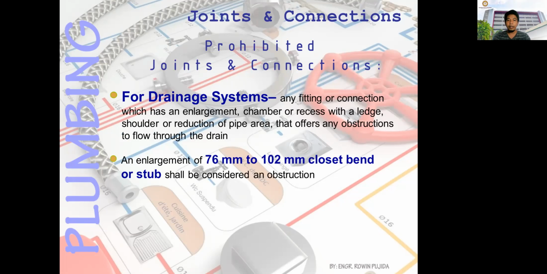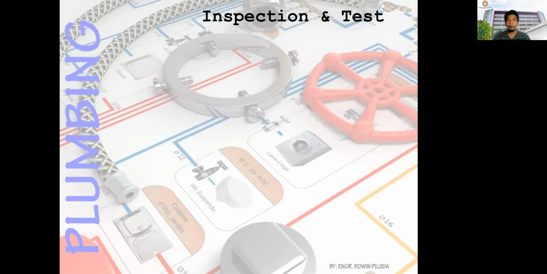An enlargement of 75, that is the 3-inch diameter, to 102, that is the 4-inch diameter, closet bend or stub shall be considered an obstruction. So from 3-inch to 4-inch. Then you have the inspection or test in water lines or drainage lines. It should be checked before they will be connected to the main line.